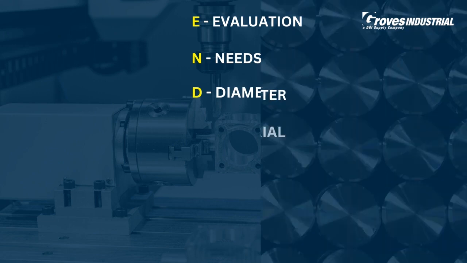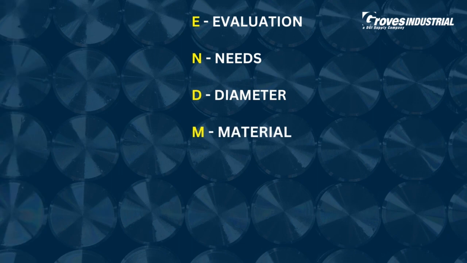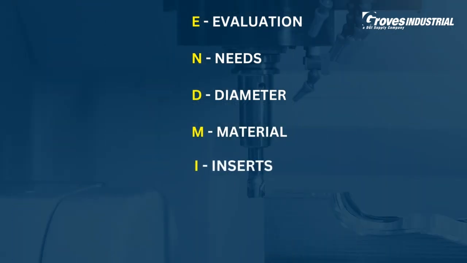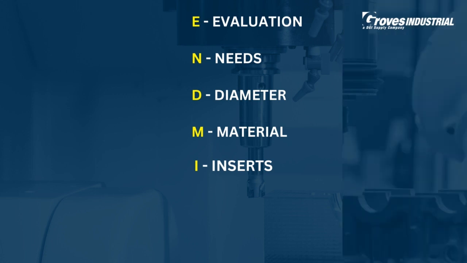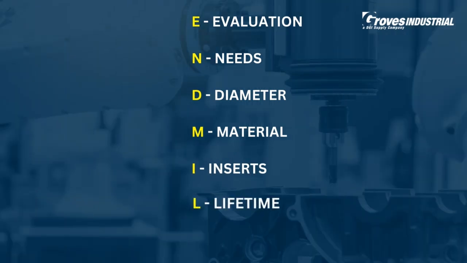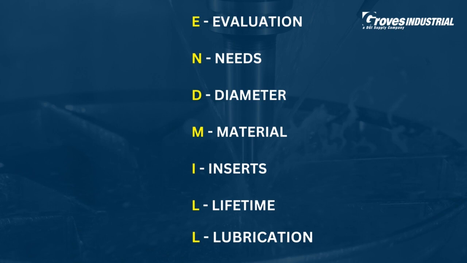Material. Considering the compatibility of the end mill with the workpiece material, such as hardness and machinability. Inserts. In some end mills, replaceable cutting edges that can improve tool life and performance. Lifetime. The overall service life of the end mill, which is influenced by factors like tool material, coatings, and maintenance. Lubrication. Ensuring proper cooling and lubrication to minimize heat buildup and extend tool life during machining.